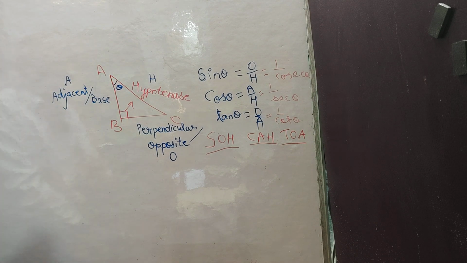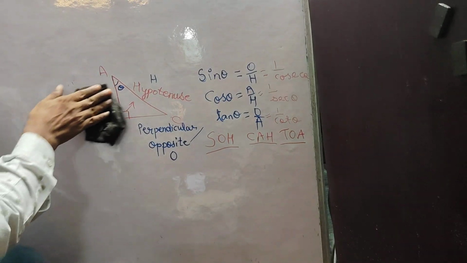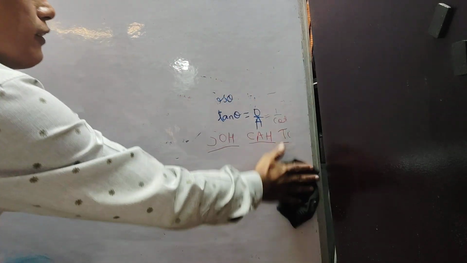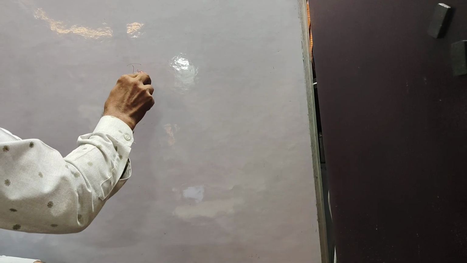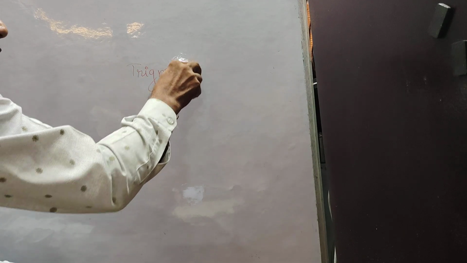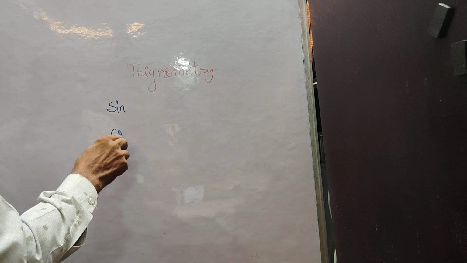Now in trigonometry, the next thing is about the values. Some standard angles in trigonometry are given, so this is called the trigonometry table. In the trigonometry table there are three main functions: sine, cos, tan.